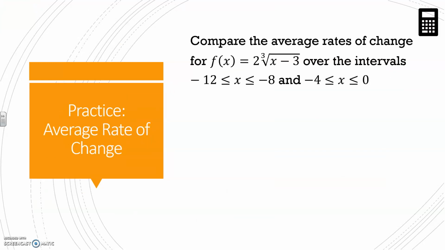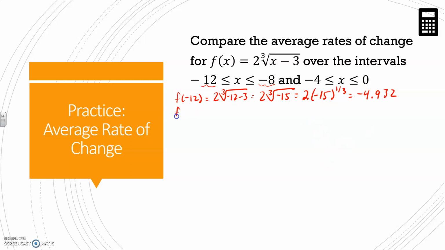Okay, so we're going to compare the average rate of change for this function over the intervals negative 12 to negative 8. So again, I start with f of negative 12, 2 times the cube root of negative 12 minus 3, and that's where I get 2 times the cube root of negative 15. That's the one I just did. We did 2 times negative 15 to the 1/3 power, and we got negative 4.932.